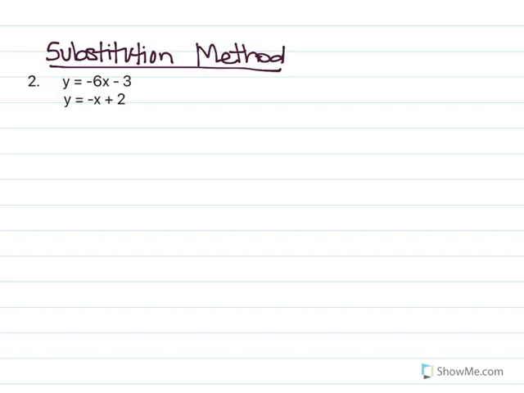Here, we have two equations where y is alone in both, so to substitute, we're going to take one of the equations, so negative 6x minus 3. Since that's equal to y, I can substitute it in for y in the other equation. And what that's going to look like is I'm going to have negative 6x minus 3 on one side of the equation and negative x plus 2 on the other. Now we just have to solve for x.